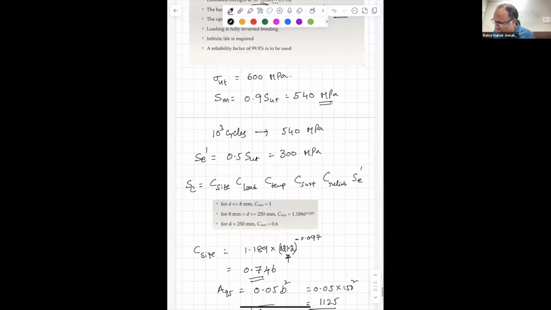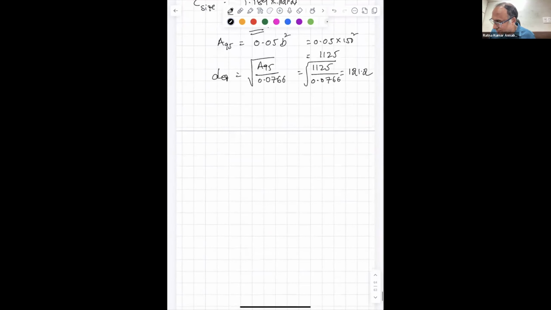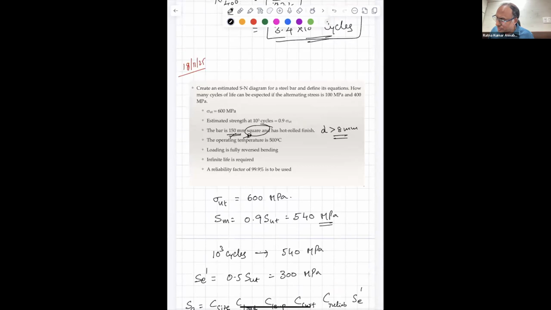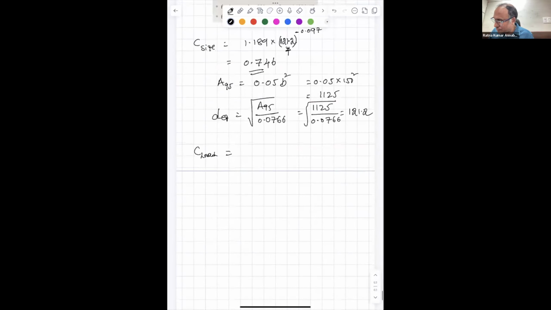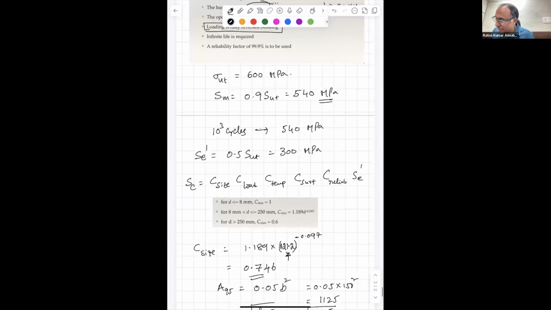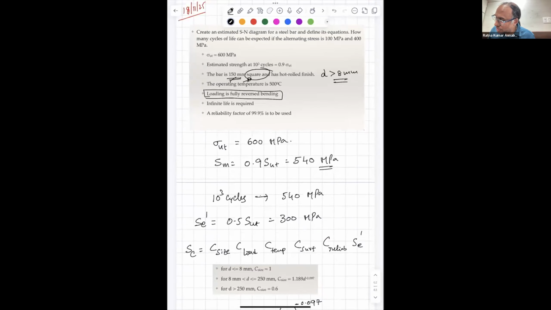We also forgot about C load. What is C load? Because it is not given, if you look at this problem: create an estimation diagram for steel bar and define its equation. How many cycles of life can be expected? Loading is fully reversed bending. So C load will be 1, isn't it? And then it's a hot rolled finish.